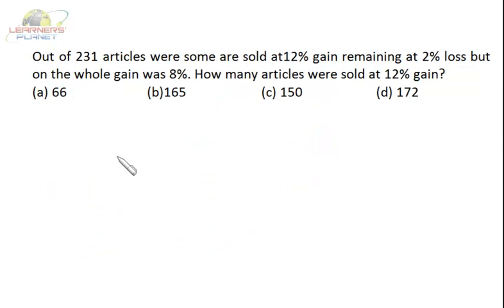Now further, out of 231 articles some are sold at 12% profit and remaining are 2% loss, but overall there is a gain of 8%. So how many articles were sold at 12% gain? Now friends, just observe the calculation carefully. It is 12%, it is profit part, and 2% it is a loss part. So I'll just put a minus over here since it is loss. Okay, so it is 12% profit, it is 2% loss, and overall there is a profit of 8%.